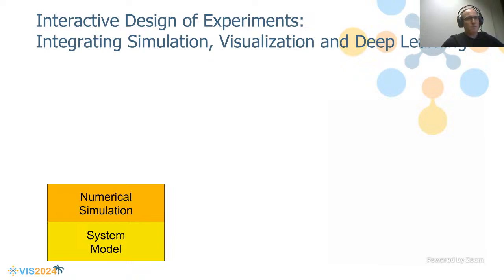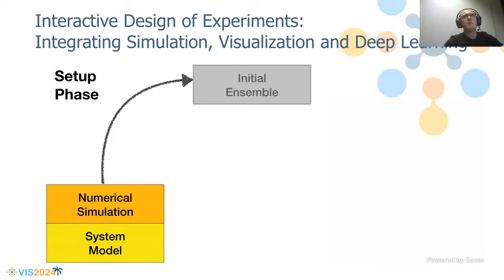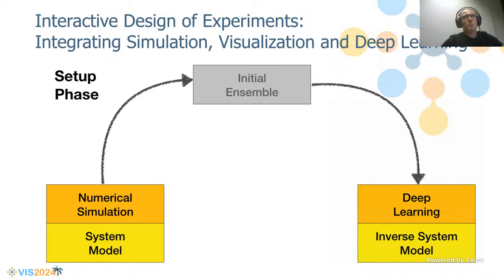Our approach has two phases. First, the setup phase, which is done offline, non-interactive, and only once. So we create an initial ensemble using the simulation model, providing a sparse yet as large as feasible sample of the parameter space, using a classical design of experiments approach as described before. Then we train a deep learning model to attempt an inversion of the simulation model using the initial ensemble so that we are able to suggest likely responsible control parameters for a certain desired system behavior.